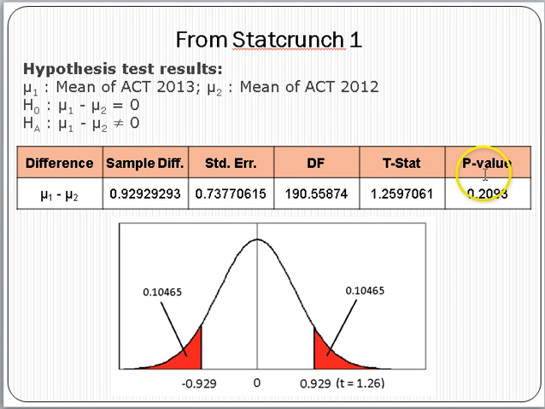So if the overall p-value for the two-sided test, the not equal test, is 0.2093, then each side would be half of that, which is about 0.10465. All right, regardless, the p-value is about 0.2. So that says that a sample difference of about 0.92 is fairly common if there really is no difference in the population means in the mean ACT scores in 2013 and 2012.